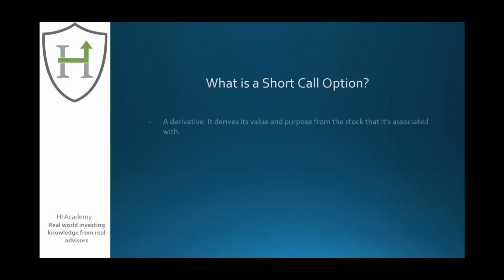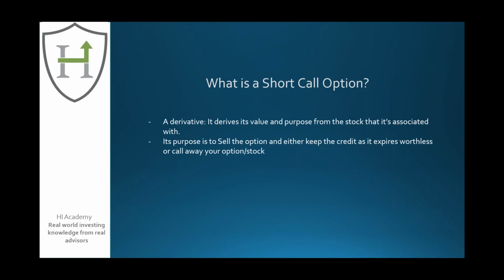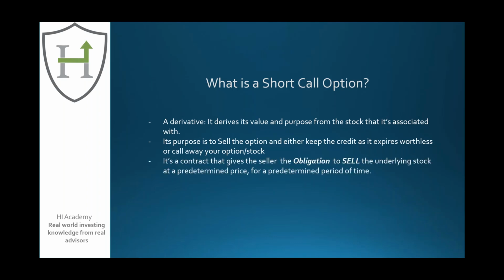So let's get to a short call option. A short call option is that derivative, and its sole purpose is to sell the option. You're selling it, and either keep the credit that someone pays you as it expires worthless, or call away your stock ownership or an option that you associate with it. You're going to choose which one that's going to be. The seller of the option is obligated to sell the underlying stock at a predetermined price for a predetermined period of time.